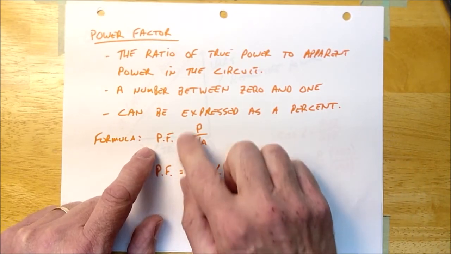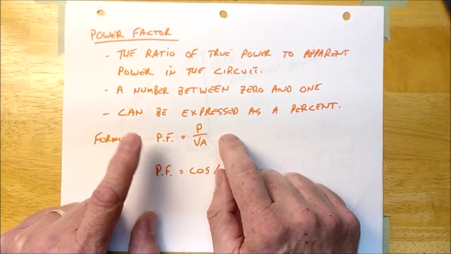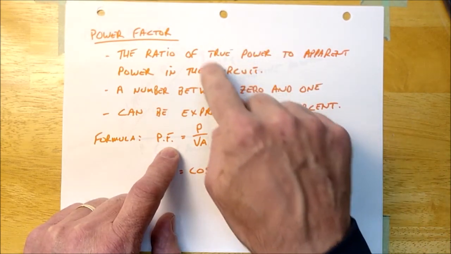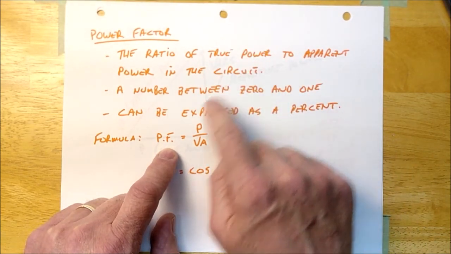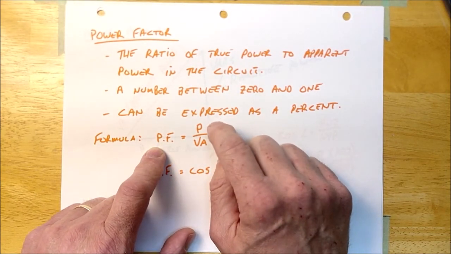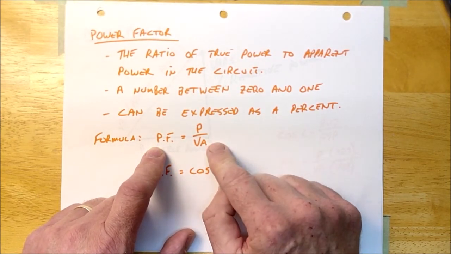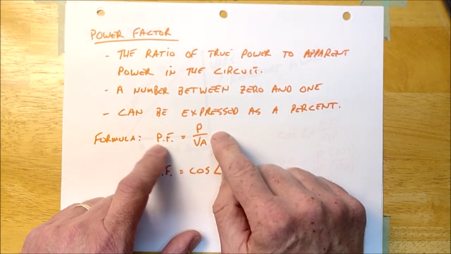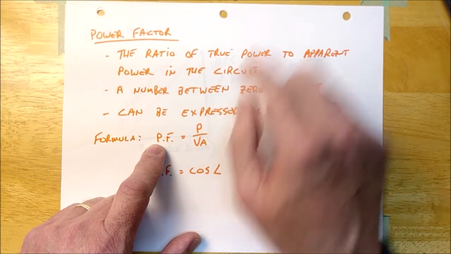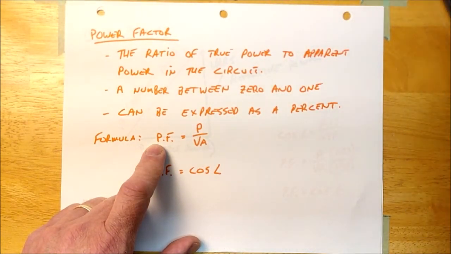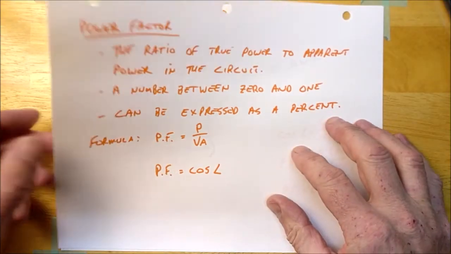And there's two formulas for calculating power factor. The first one is basically exactly this. It's the ratio of the true power to the apparent power. So if you want to figure out the power factor of a circuit, it is going to be the true power divided by the apparent power in the circuit. And the reason it's always a number between 0 and 1 is because you will never have a circuit that has more true power than apparent power, right?